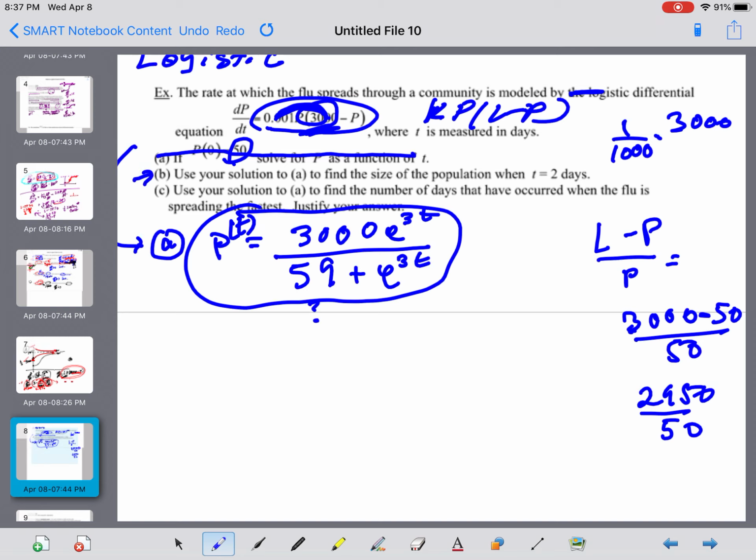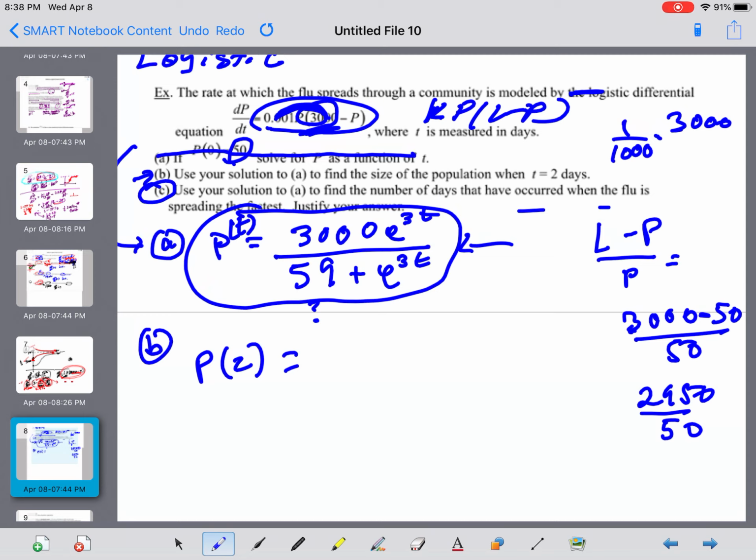Now on B, use your solution to find the size of the population in 2 days. They were starting to ask me specifics, and so I had to find the initial population. I want to fill in 2. And then I want to use this solution, so I had to know the original this time. I didn't have any tricks to answer these type of questions. Now, find the number of days that occurred when the flu is spreading the fastest.